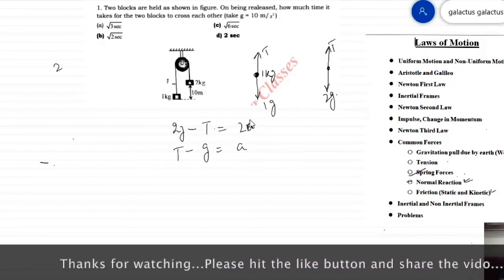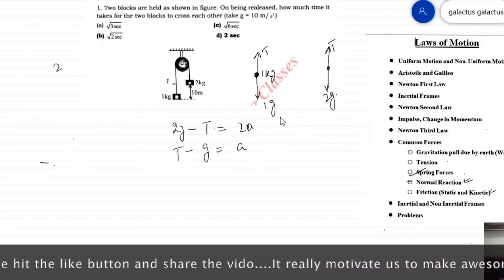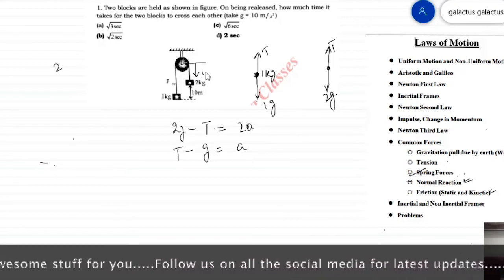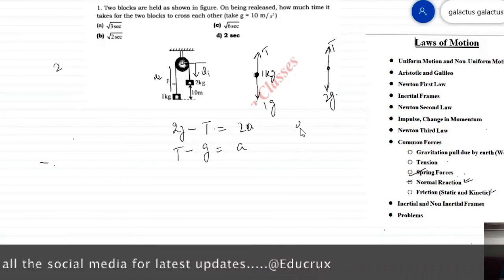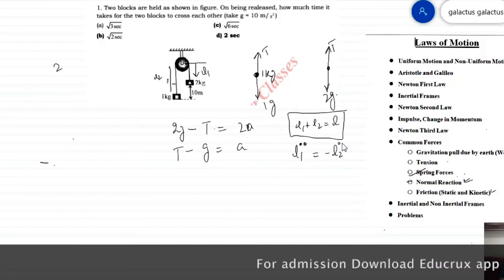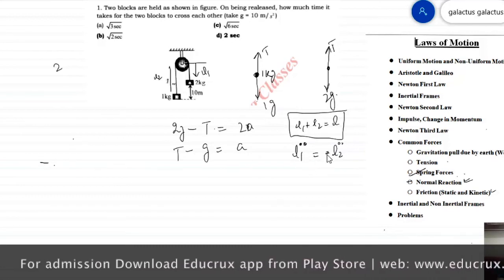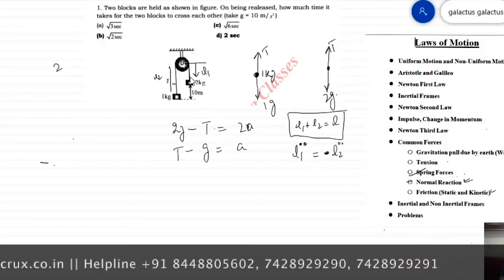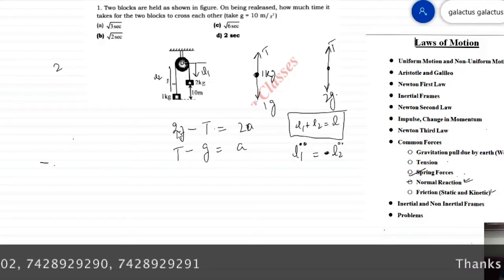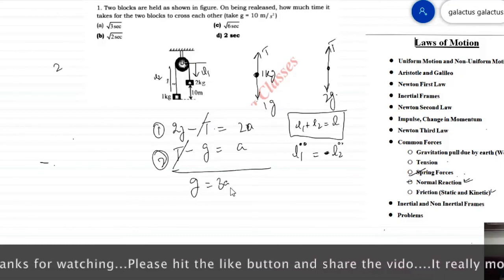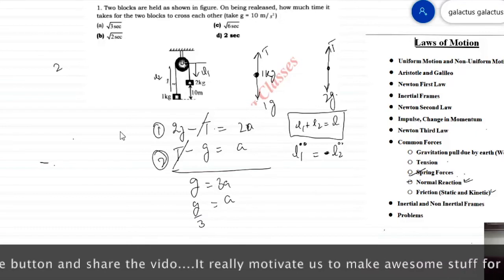And the acceleration is equal in both the cases because we have a constraint on the system. If I call this L1 and this L2, I have L1 plus L2 is equal to constant, which is the length of the string. So I can take the double time derivative and I will get L1 double dot is equal to minus L2 double dot. The negative sign shows that the motions of the two blocks are in opposite directions. That is, if the 2 kg block is moving downward, then the 1 kg block is moving upward. So if I solve these two equations for T, I'll get g is equal to 3a, and a is equal to g by 3.